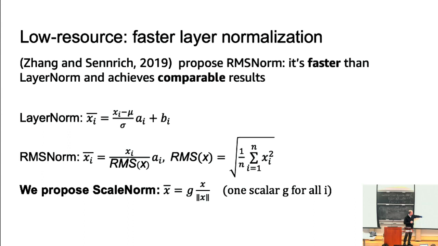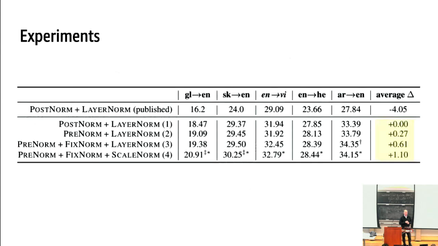My colleague here proposed the scale norm, which takes the same fixed norm idea. So you just do this scaling with this g parameter that can be learned. And this is even faster than RMS normalization, and actually improves performance by another half point BLEU.